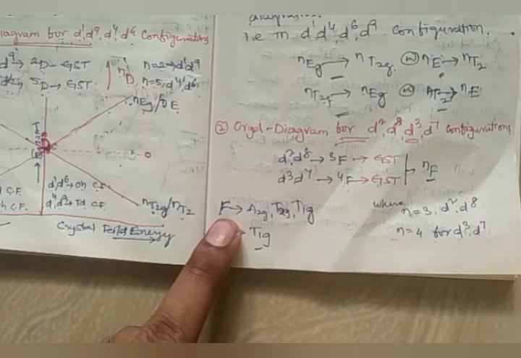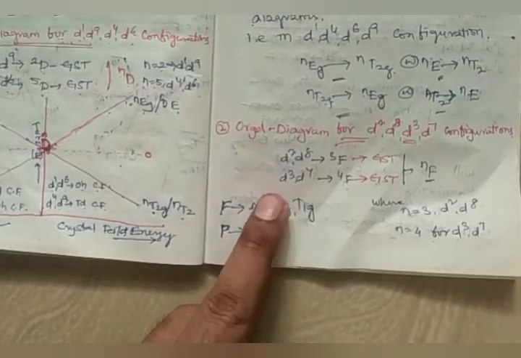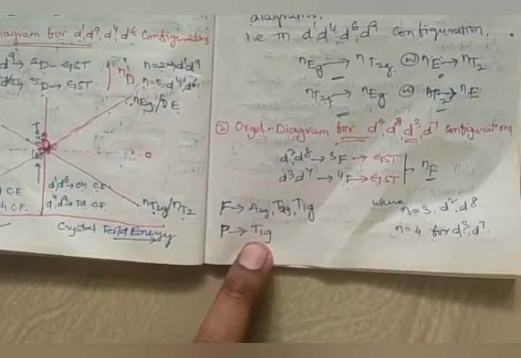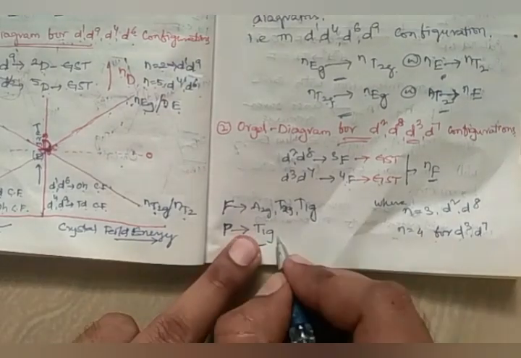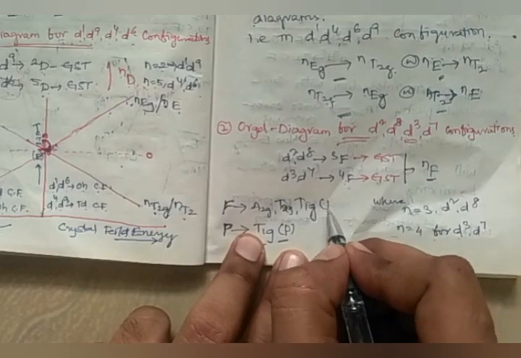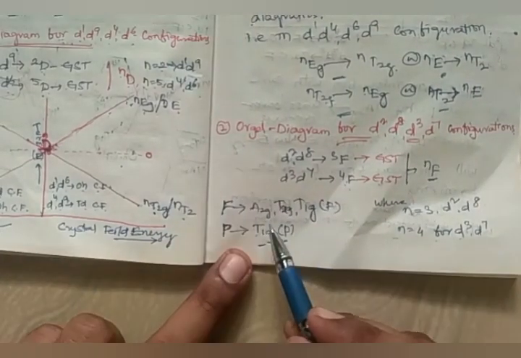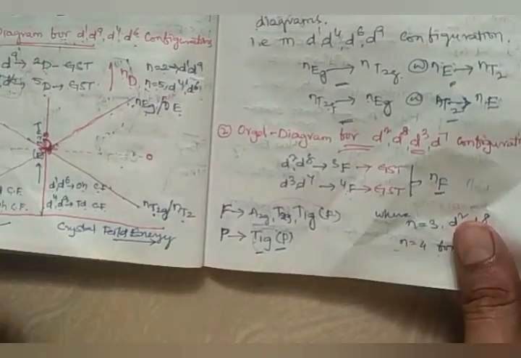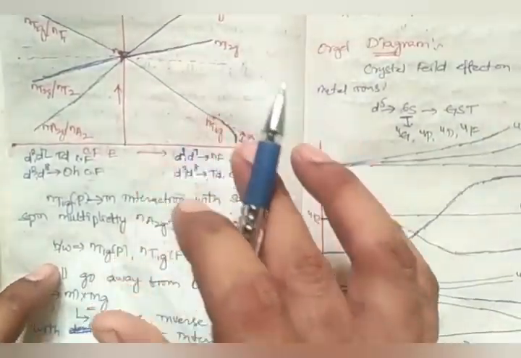So the crystal field affecting the F term generates new energy states, which will interact with the next energy level, the P of 1G term. This is termed as T1G of P, and this is termed as T1G of F. Thus, interactions between these energy states can take place.